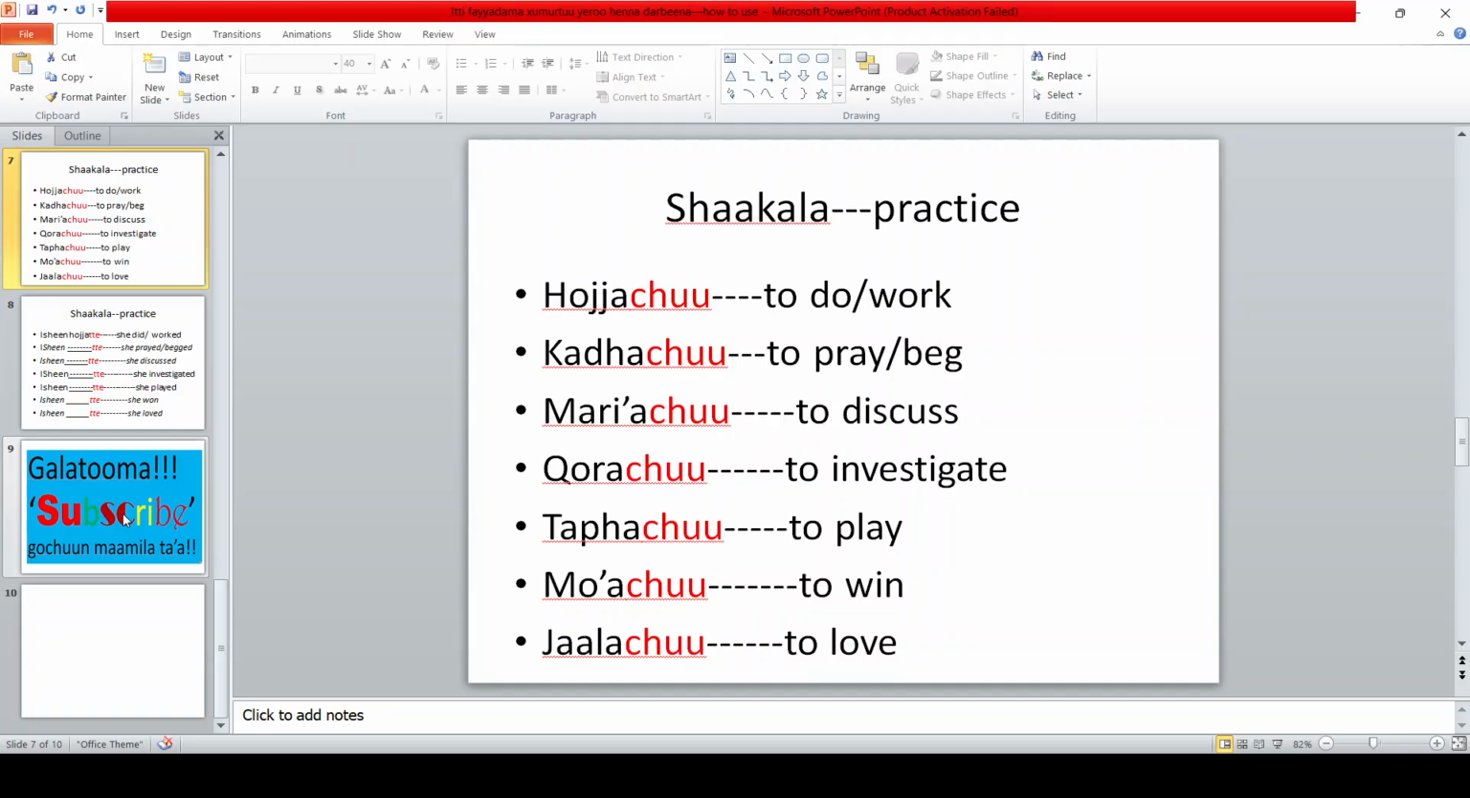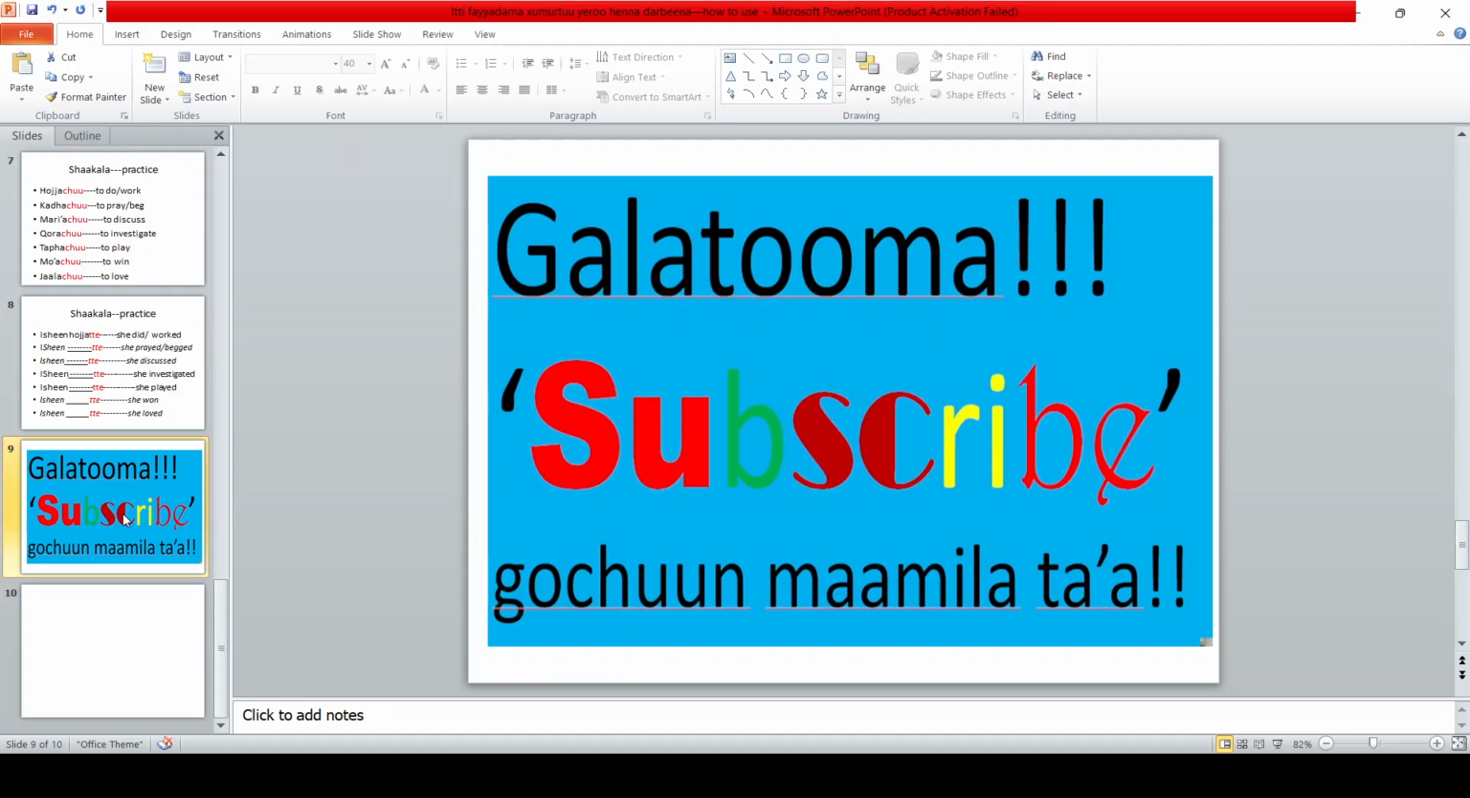We'll come to other forms. Thank you very much. Galatoma. So what we looked at today is how we can change the chu verbs, the verbs that end in chu in their infinitive form, into their past forms. Simply in this way, by putting te where chu is, we can talk about past sentences.